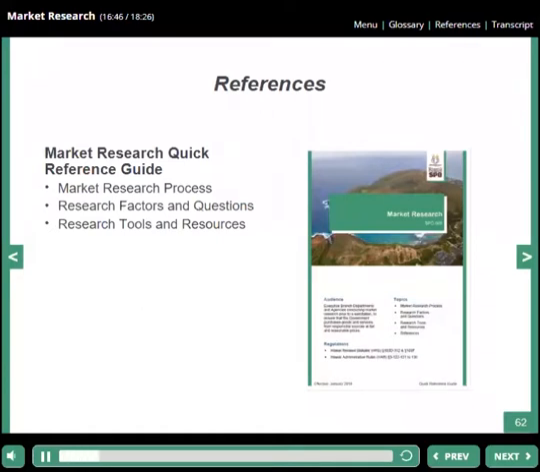We've covered a lot of information in this course. To help you remember some of the most important parts of the market research process, we've created a quick reference guide that you can save and print. To access the guide, click the References menu in the top right corner of this course.